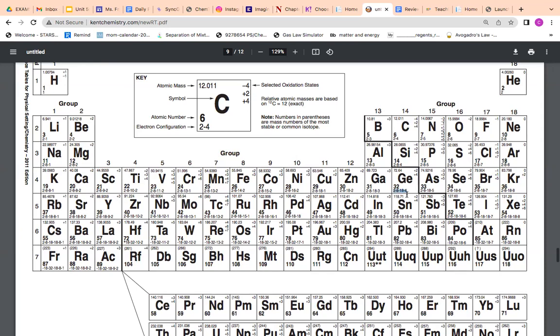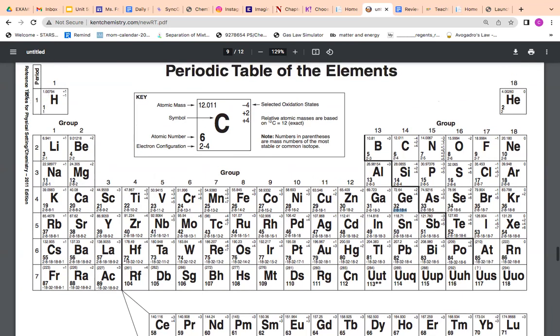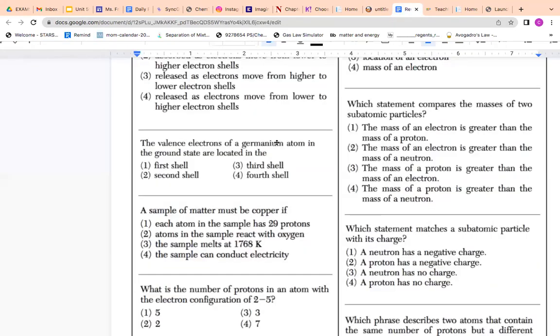Or what you can do is look at what period it is in. So these are the periods on the sides. Again, those are the rows going across. You can see that germanium is in the 4th row. That means that it has 4 shells. So you could do either of those. You can look at the configuration, or you can just look at the period that it is in. Remember that the valence electrons are in the outermost shell, and the outermost shell of a germanium atom is the 4th shell. So this one would be 4th shell.